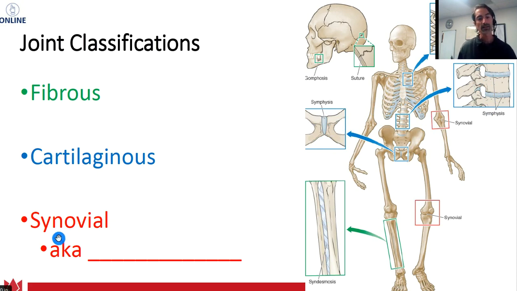And then finally, we'll start talking about this. These are the joints that we focus most on in physical therapy interventions, the synovial joints. Sometimes you'll also see this referred to as diarthrodial, and we'll go over some of the characteristics of these synovial joints coming up here.